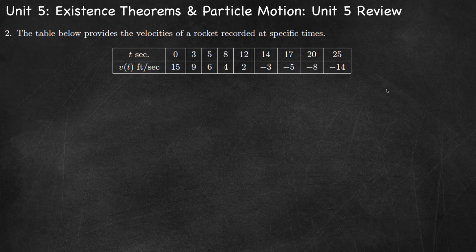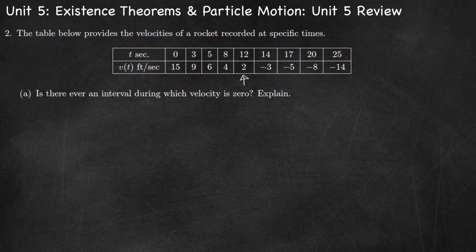Number 2, the table below provides the velocities of a rocket recorded at specific times. Part A, is there ever an interval during which velocity is 0? Well, at this time here, when t is 12, the velocity is 2. And then at time t equals 14, the velocity is negative 3. So assuming we have a continuous function, we can't get from a y value of 2 down to a y value of negative 3 without passing through 0.